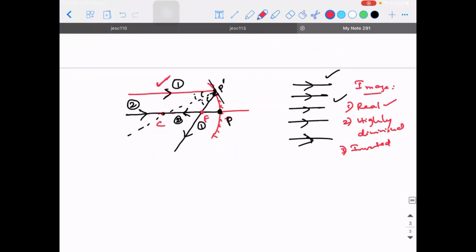Anyways, I'll just give you a statement. The distance from the pole to the focus is what we call the focal length. And the distance from the pole to the center of curvature is what we call the radius of curvature. Then the focal length of a spherical mirror is half of the radius of curvature. Okay.